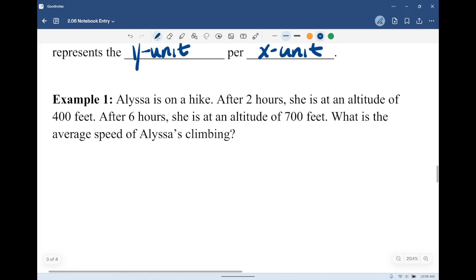Who can read example 1 nice and loud? Oh no, we forgot how to read. Oh no. Kyrell, thank you.